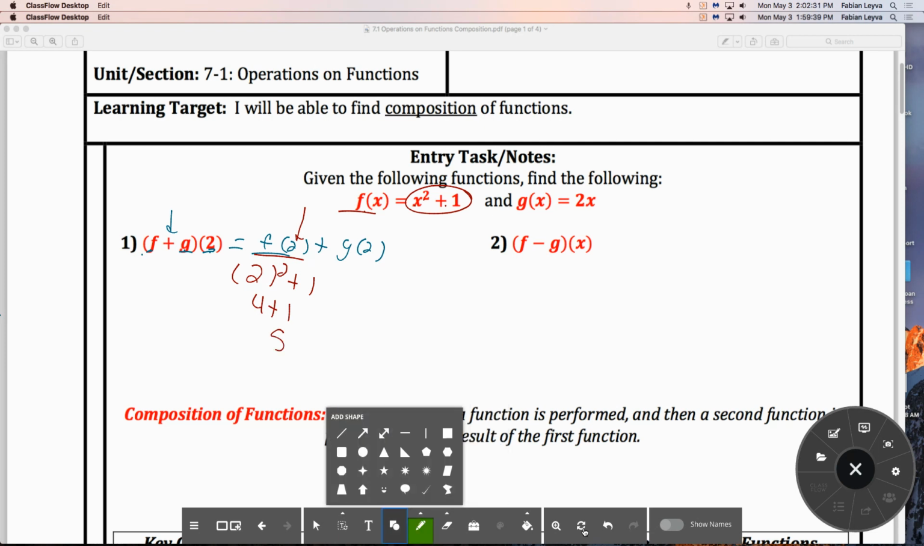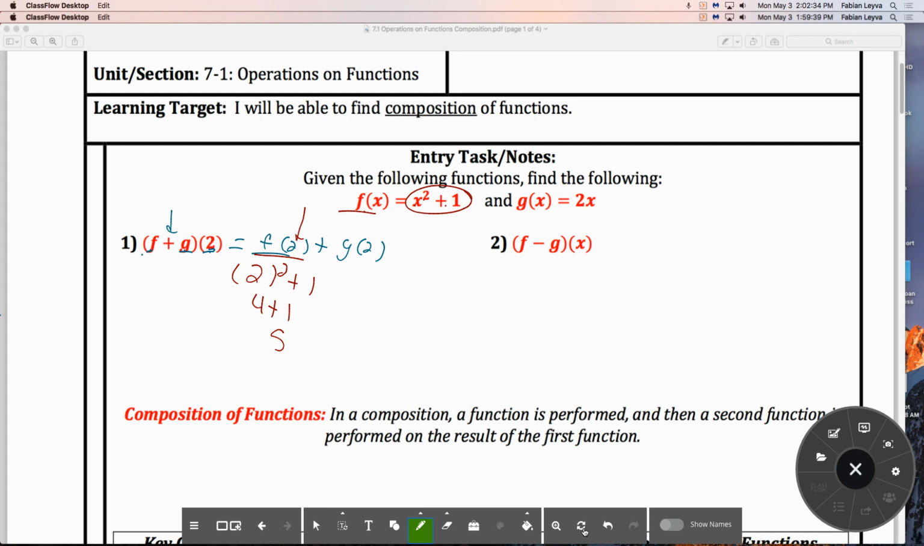f of 2 is equal to 5, and I'm going to add it to whatever I get for g of 2. Now, g of 2, your input is 2. You're going to plug it into the g function. Here's the g function. It's a little simpler. It's just 2 times whatever x is. And again, what are we inputting? We're inputting a 2. 2 times 2 is a positive 4.